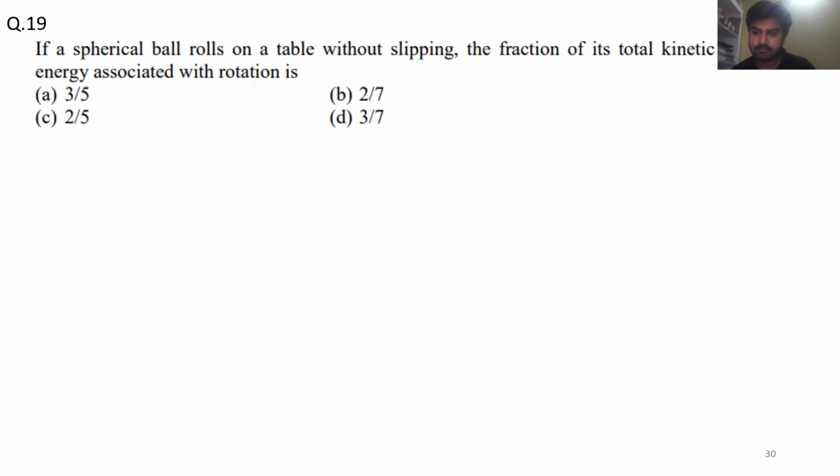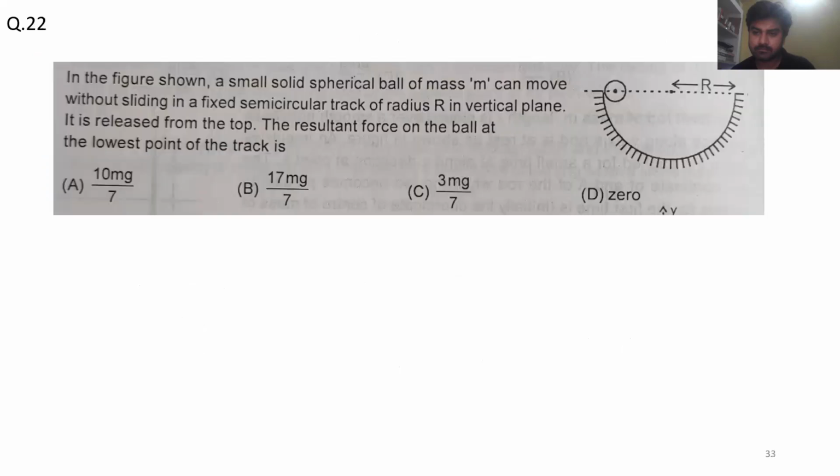So next, move to the 22nd question. In this question, it is telling, in the figure shown, a small solid spherical ball of mass m can move without sliding. So this ball is moving in rolling motion on the semicircular track, which is of radius r. It is released from the top. So from this position, it is released like this.